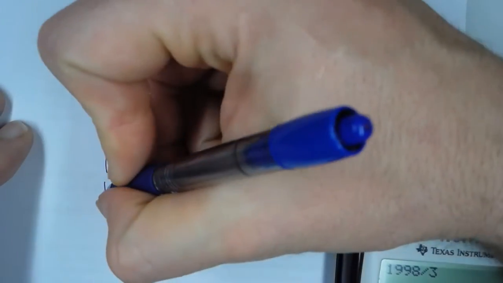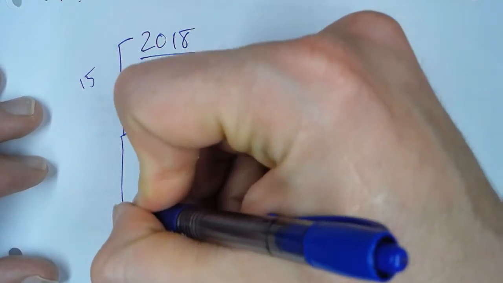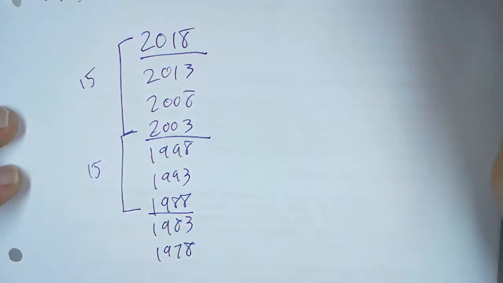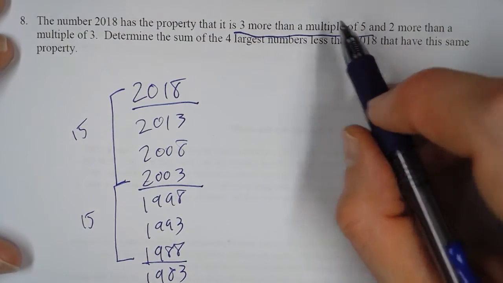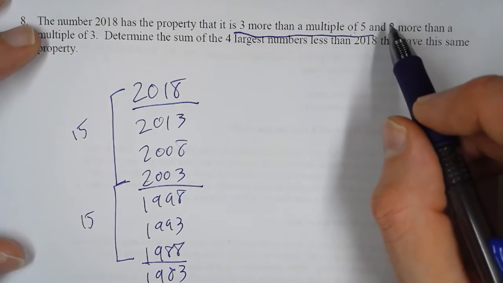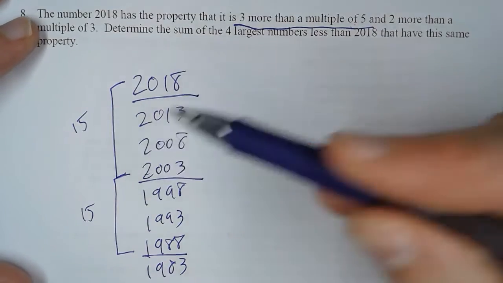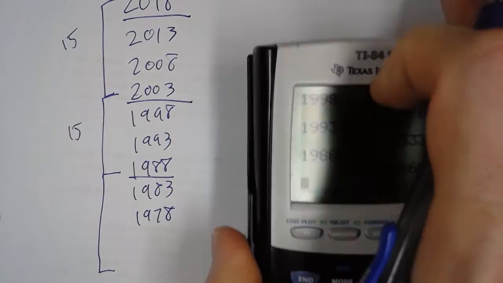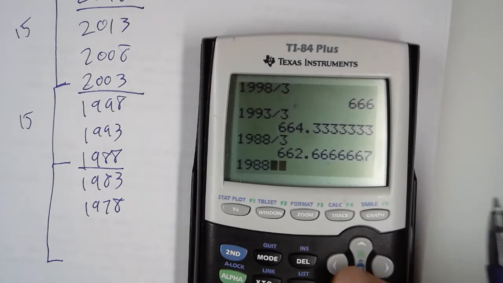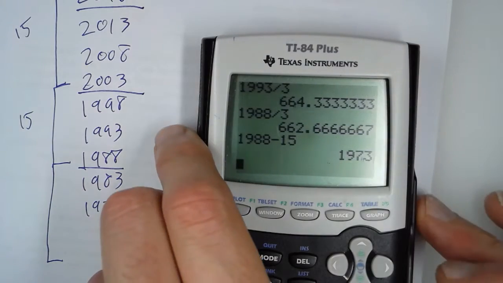So whenever we have numbers like this, try to notice patterns. 2018 and 2003 are separated by a difference of 15. 2003 to 1988 are also separated by a difference of 15. Now, that's not a coincidence, because we're talking about multiples of 5 and multiples of 3. So 5 times 3 is 15. That's where the 15 is coming from. So since we have this pattern, we don't have to keep trying to divide and see which ones work. We know what 15 less than 1988 is: we get 1973.